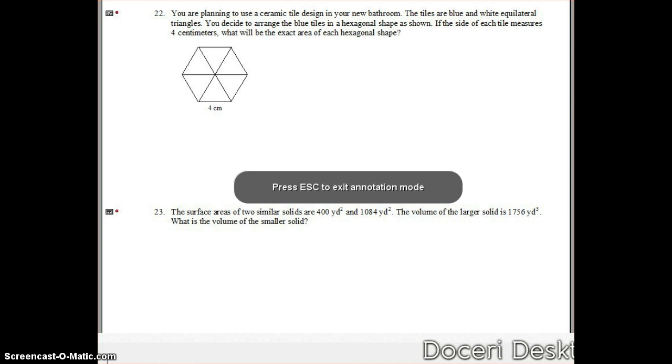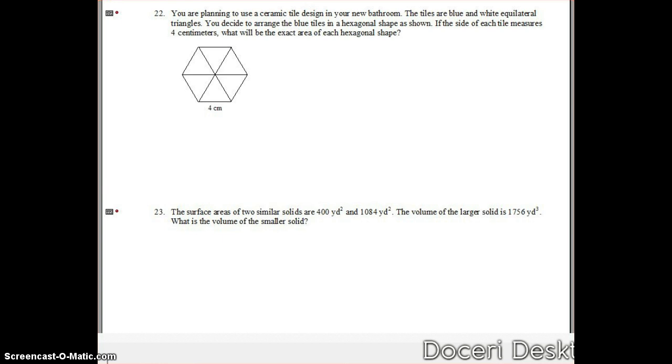Okay, for number 22, it says you're planning to use ceramic tile design in your new bathroom. The tiles are blue and white equilateral triangles. That's kind of important there. You decide to arrange the tiles in a hexagon. If the sides of each tile measure 4 centimeters, what will be the exact area of each hexagonal shape? Equilateral triangles have all sides congruent. So if I look at just one of the triangles, I know that they are all 4, 4, and 4 around one of those triangles.